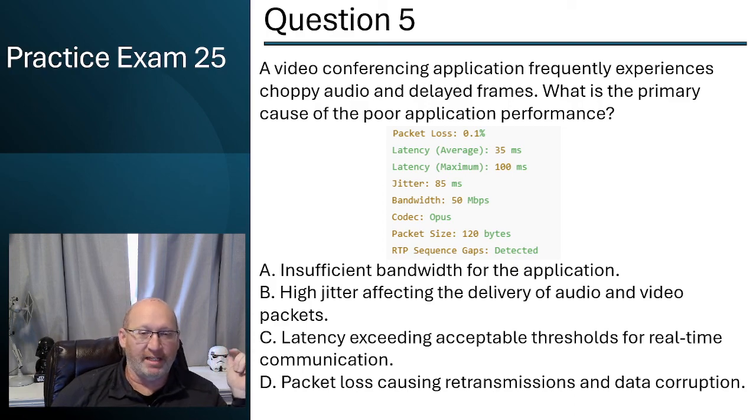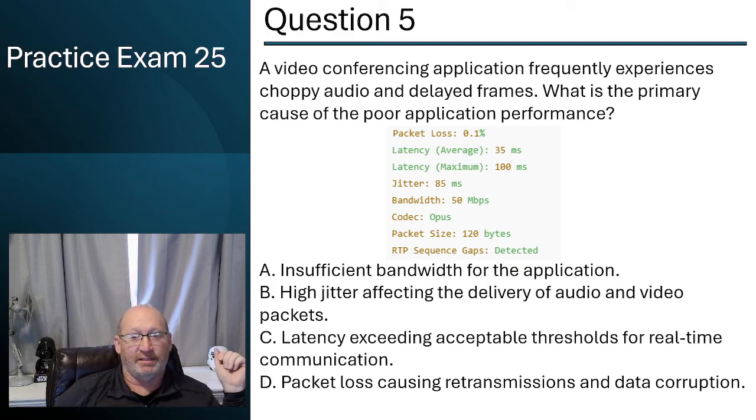If you said C, latency exceeding acceptable thresholds for real-time communication, no. Just because it says the maximum is 100 milliseconds doesn't mean that we're getting it. We see spikes like that all the time. But the average is what we're looking at. The average is 35 milliseconds, well within the defined guidelines for almost any application. But the jitter at 85 milliseconds, that is a problem. It's excessive for real-time communication. It's going to disrupt the arrival timing of our packets.